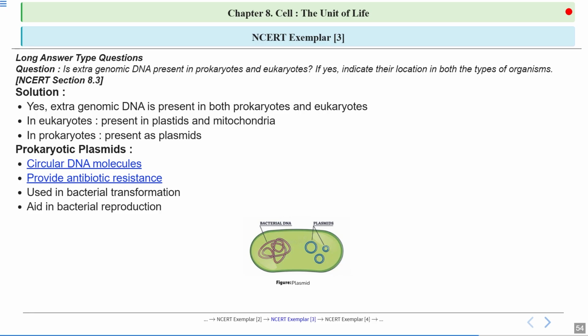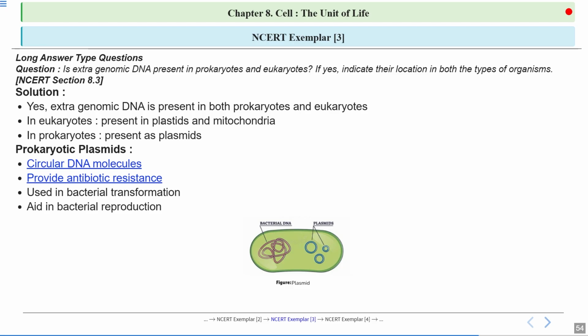You must have heard about conjugation; there it is involved. You can see this image showing a plasmid present in the bacteria. This is the bacterial DNA, and apart from this, a small double-stranded circular DNA is also present, which is known as the plasmid. And what about eukaryotes? Eukaryotes consist of the mitochondrial DNA and the chloroplast DNA.